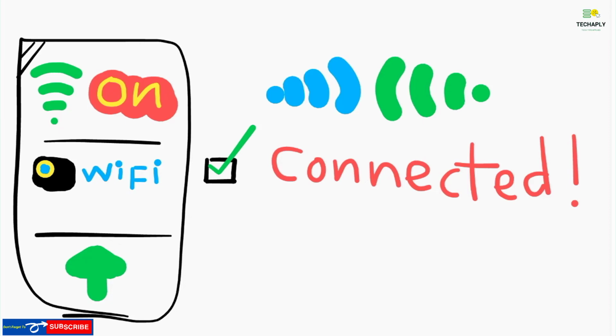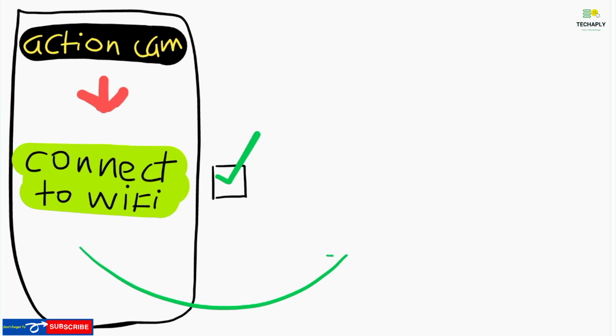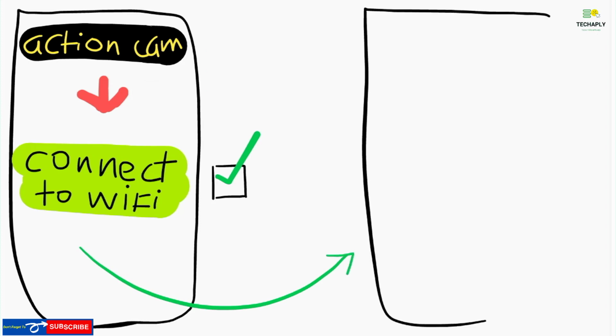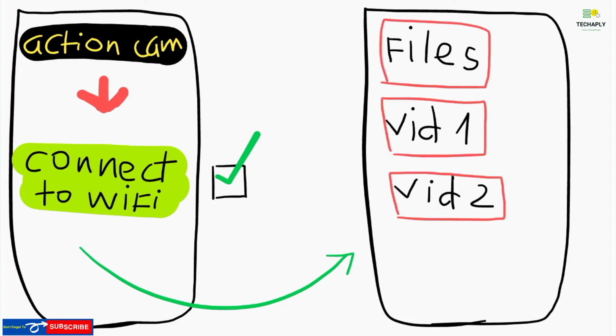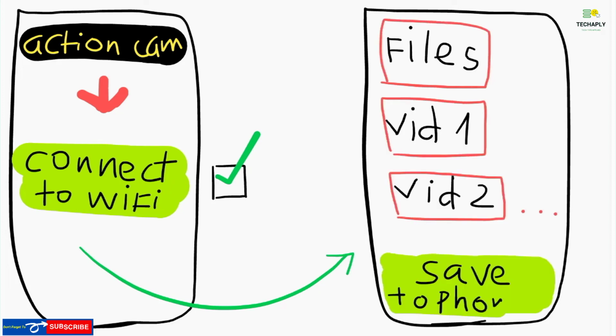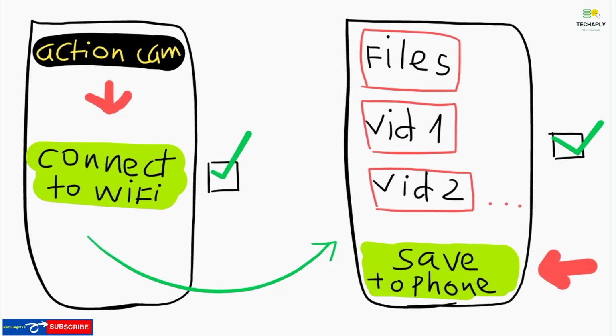Next, open the remote app for your action cam that you've installed. Go to Files to see what you've recorded on your action cam. Now tap on Save the files to phone. And now those files are on your phone storage. The last step here depends on whether you want to transfer these files to your PC via USB cable or keep it right there on your phone for working.